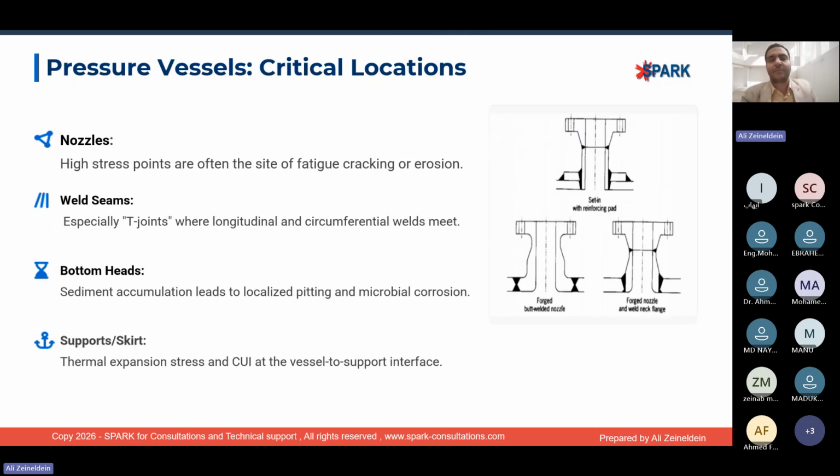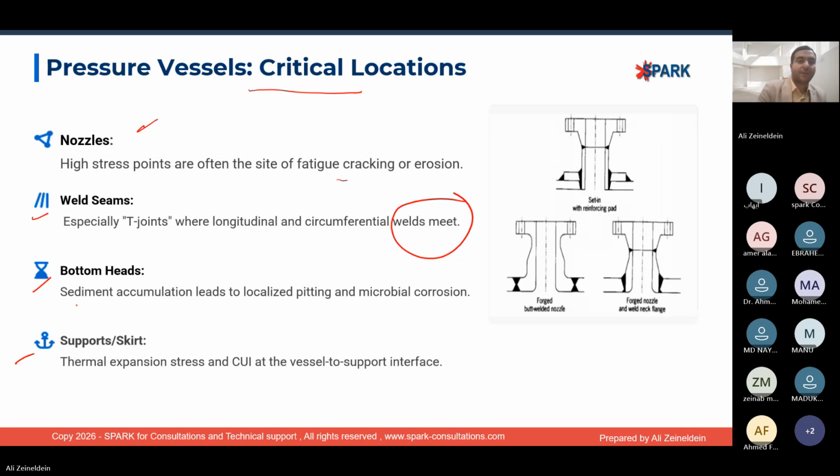In the pressure vessel, we are talking deeply about the pressure vessels and some piping, and also the storage tanks. For the pressure vessels, the critical locations we can see are nozzles, weld seam, bottom head and support skirt. High stress points often show fatigue cracking. Weld seam also, for example T joints, where longitudinal and circumferential welds meet together, is considered a high risk point in the pressure vessel.